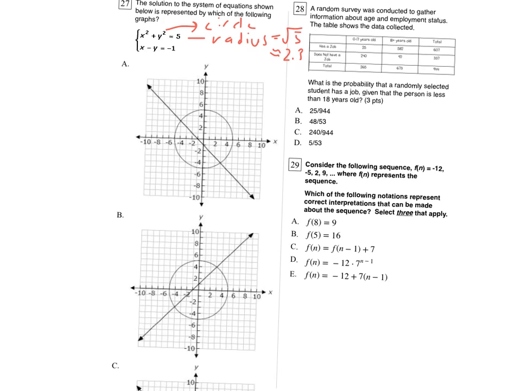And then for the other one, it looks linear. So I would just get it into y equals mx plus b. So negative y equals negative x minus 1. So then y equals a positive x plus 1. So I'm looking for that y-intercept of positive 1 and a slope of positive 1 as well. So that's what you're looking for on these graphs.